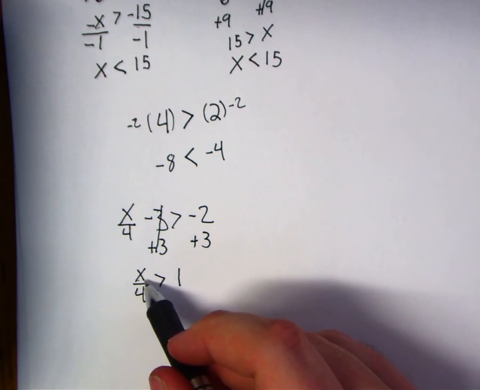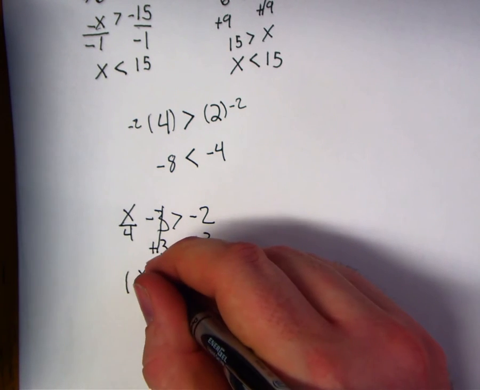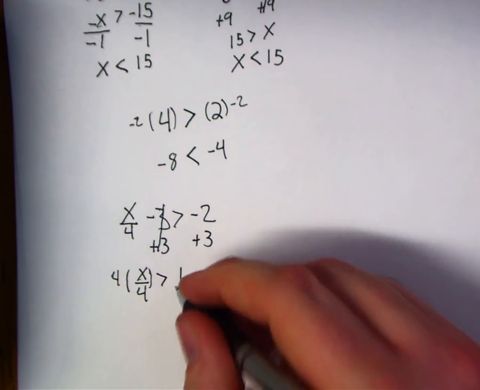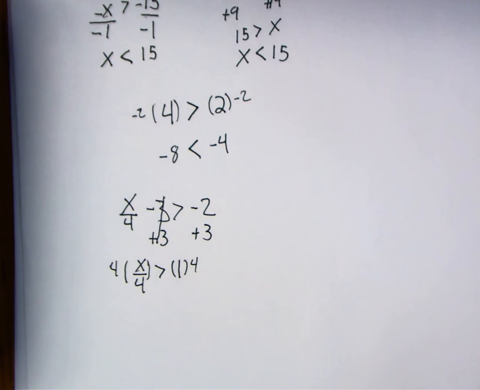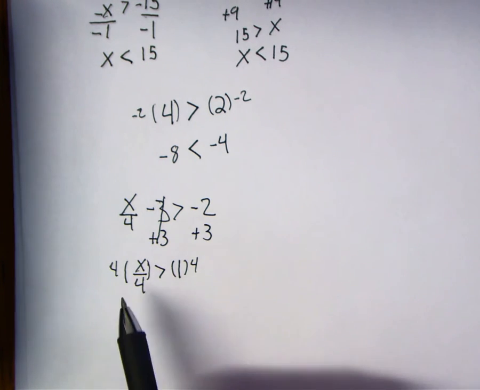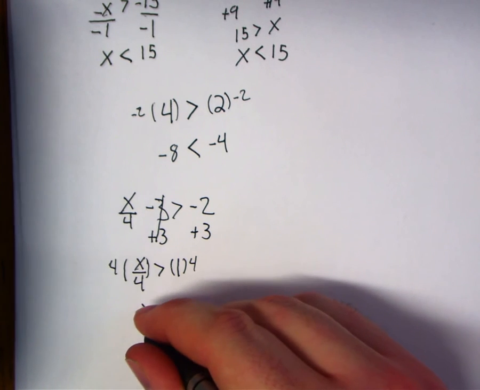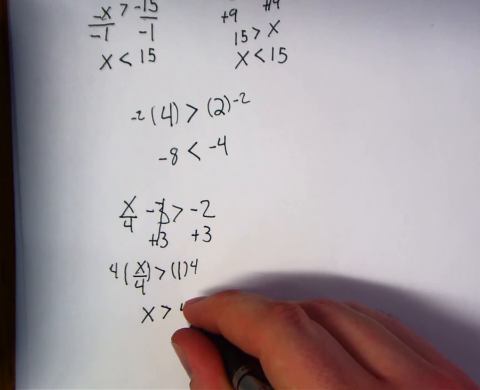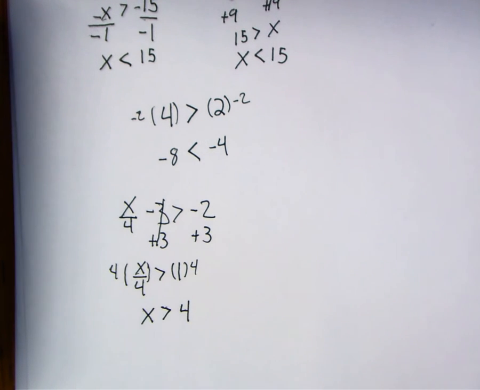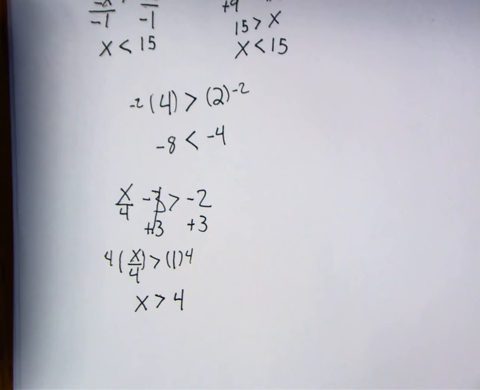Then x divided by 4. In order to get rid of that fraction, we're just going to multiply both sides by 4. So remember, in this case, we're multiplying by a positive number. Since we're multiplying by a +4, we will keep our sign pointed in the same direction. And that'll give us x is greater than 4. Alrighty, so feeling good there.